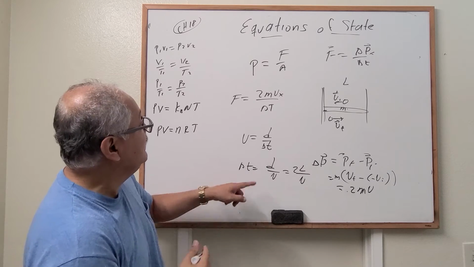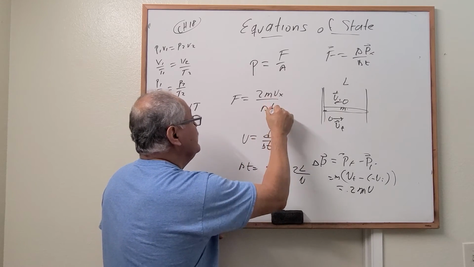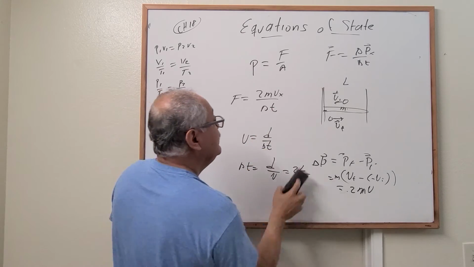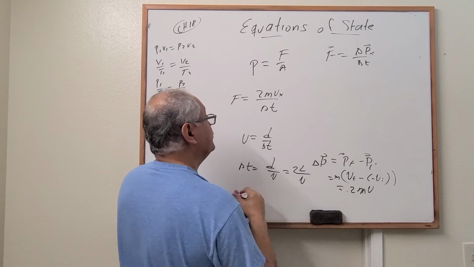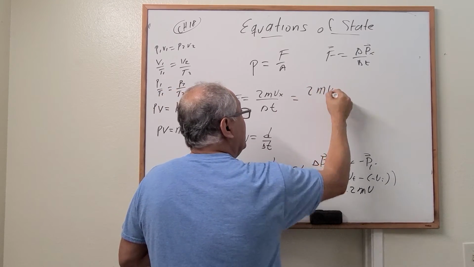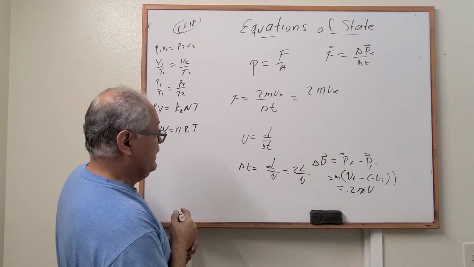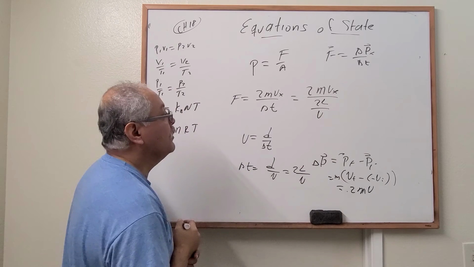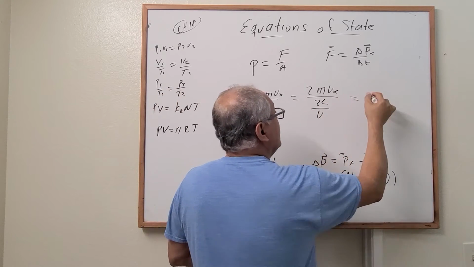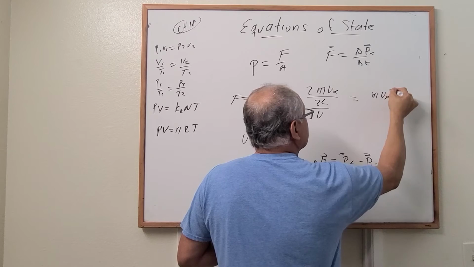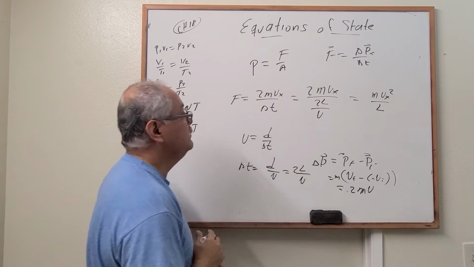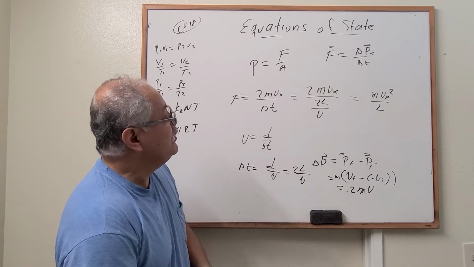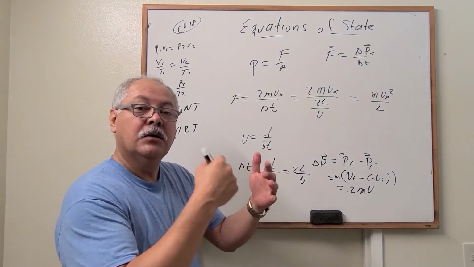When we substitute this value, this is changing time. When we substitute this value right here, what do we have? Well, this becomes equal to the speed in the x direction divided by 2L over V, and this is equal to mv squared divided by L. So that's the force done by each particle on the wall.